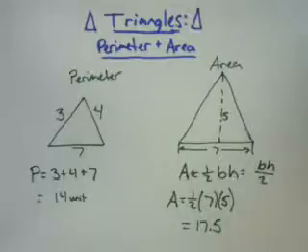Okay, so area of triangles, 1/2 base times height. That's the gist of that. And then perimeter, add up the sides. So perimeter, nice. Happy days. Area, not so bad. Just multiply, divide by 2. And that's just everything in a nutshell.